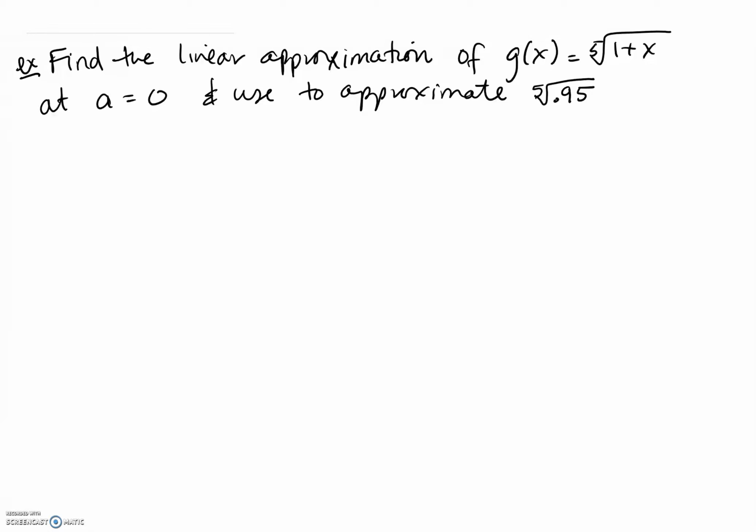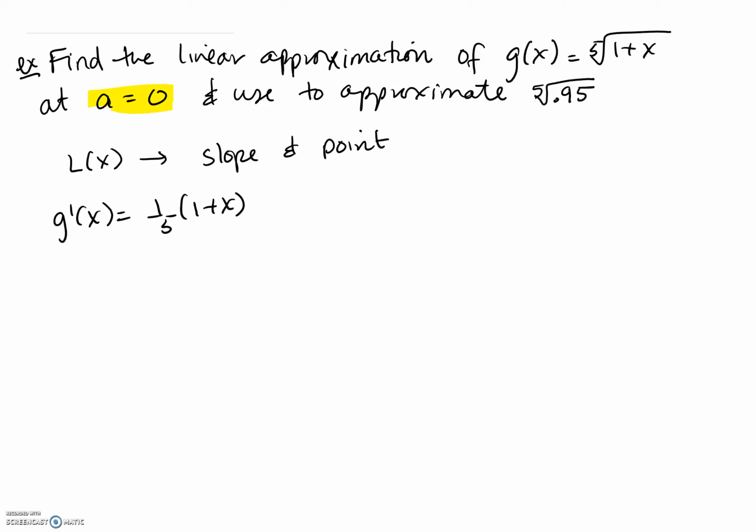Find the linear approximation of g of x equals fifth root of 1 plus x at x equals 0, or a equals 0, and use it to approximate the fifth root of 0.95. So we're going to need, for L of x, the slope and the point that we're going to use. So g prime of x is going to be 1/5 (1 plus x) to the -4/5.